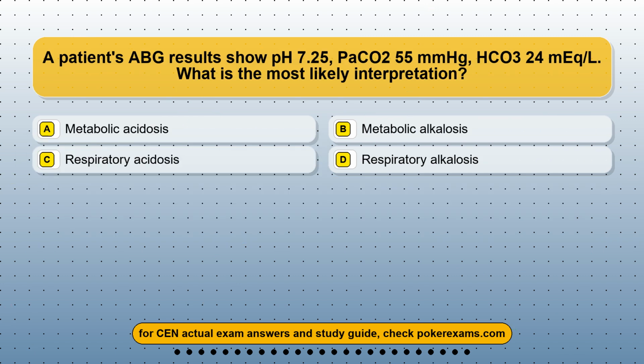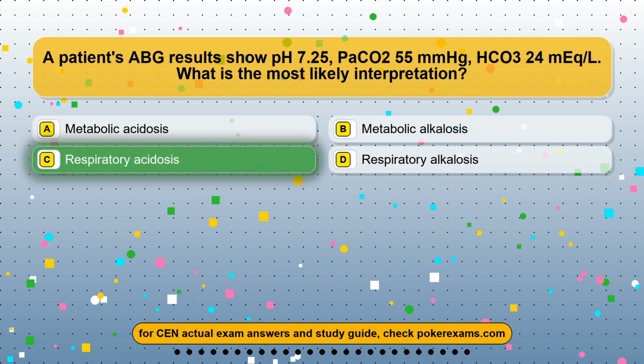Question 17. A patient's ABG results show pH 7.25, PaCO2 55 mmHg, HCO3 24 milliequivalents/L. What is the most likely interpretation? Option A, metabolic acidosis. Option B, metabolic alkalosis. Option C, respiratory acidosis. Option D, respiratory alkalosis.